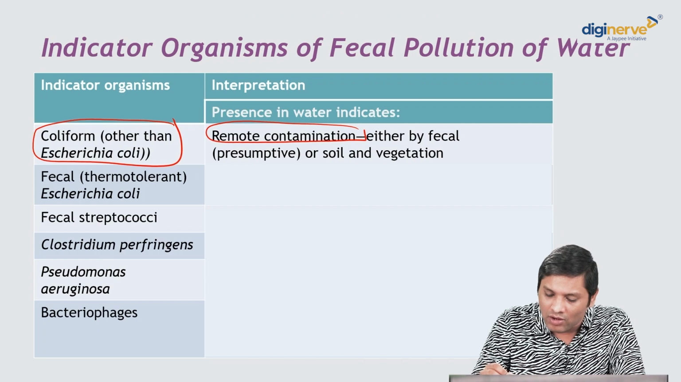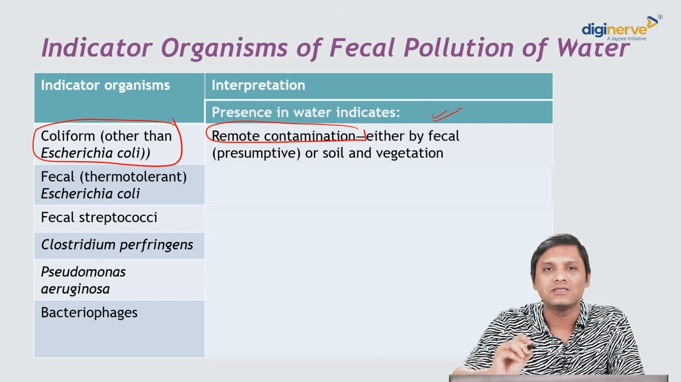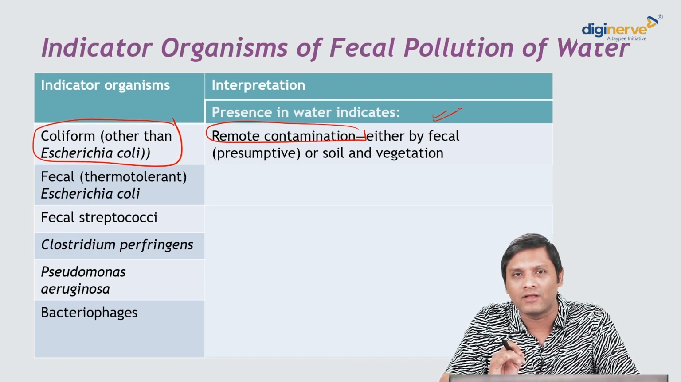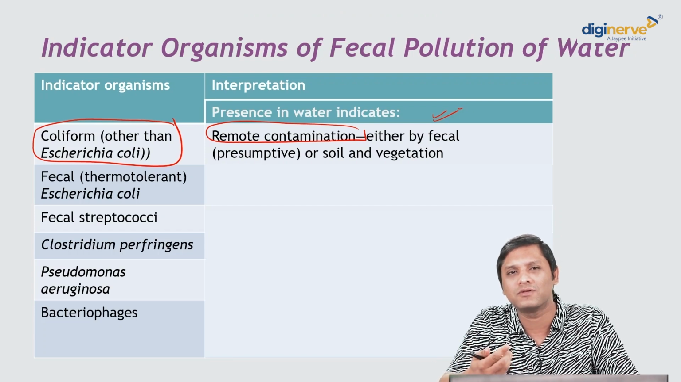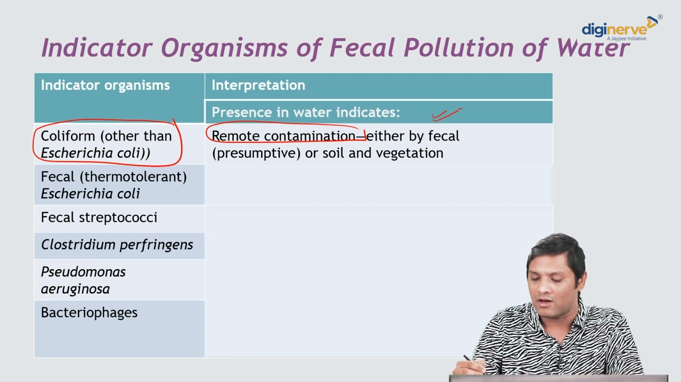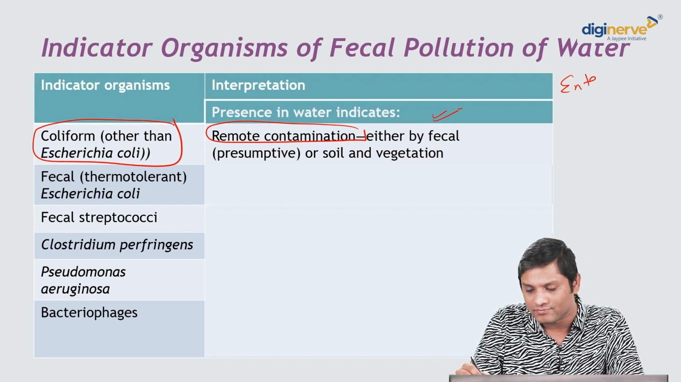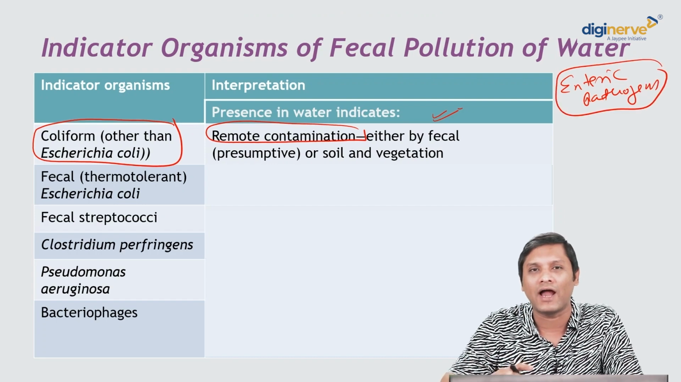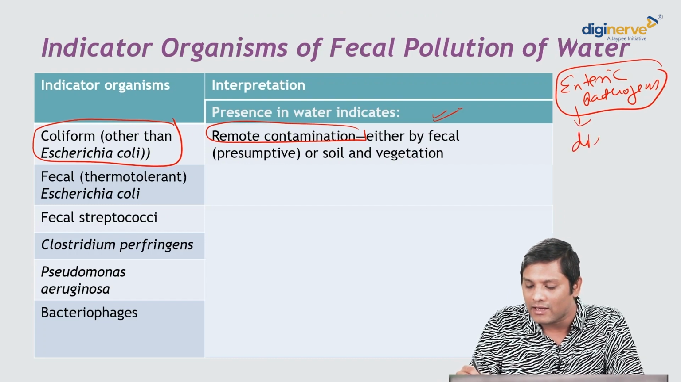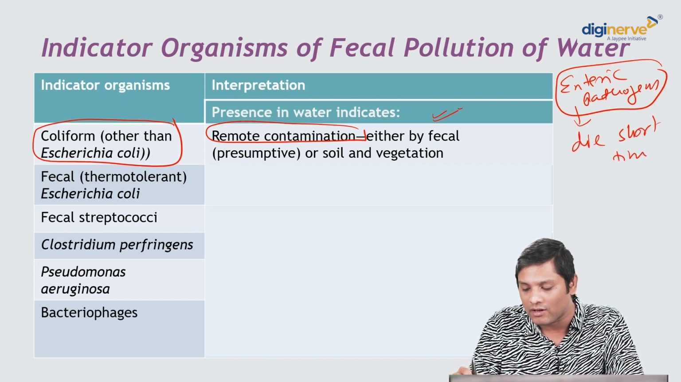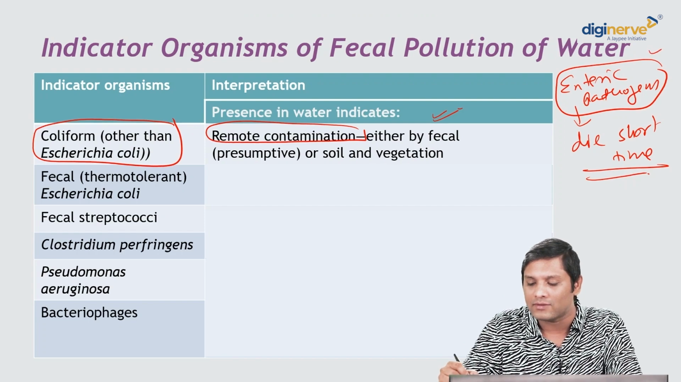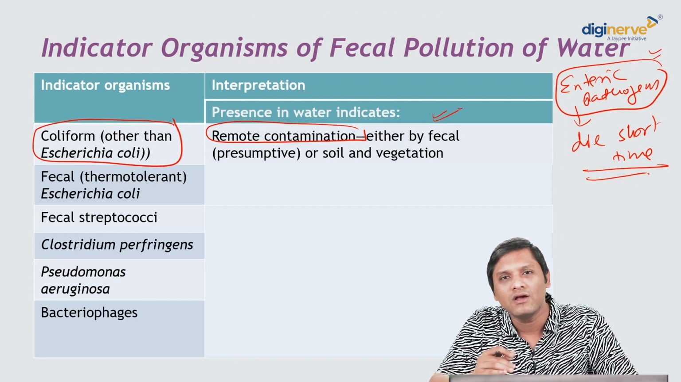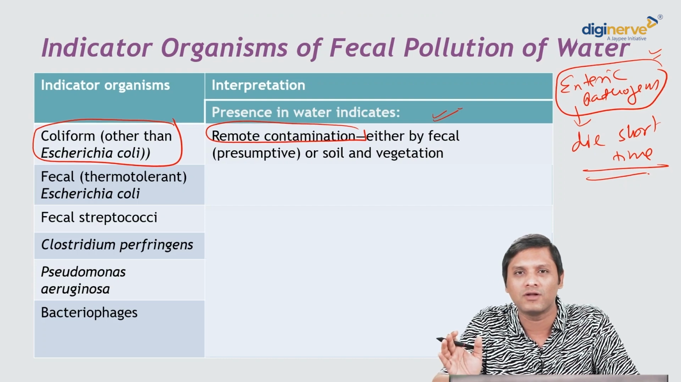Remember, it indicates remote contamination, and this is not a very important thing, because remote contamination is when the water sample has been contaminated with feces long back. Remember that the enteric pathogens such as Shigella, Salmonella and Vibrio usually die in a short time after water contamination. So after the fecal contamination of the drinking water, the enteric pathogens will not last long. They will die in a shorter interval of time.